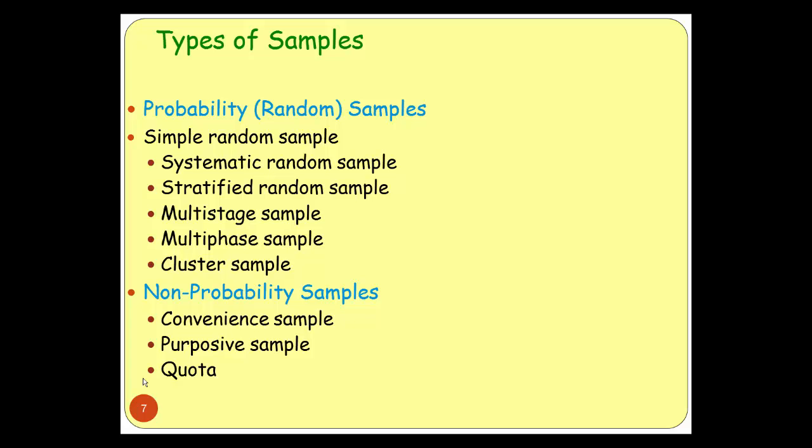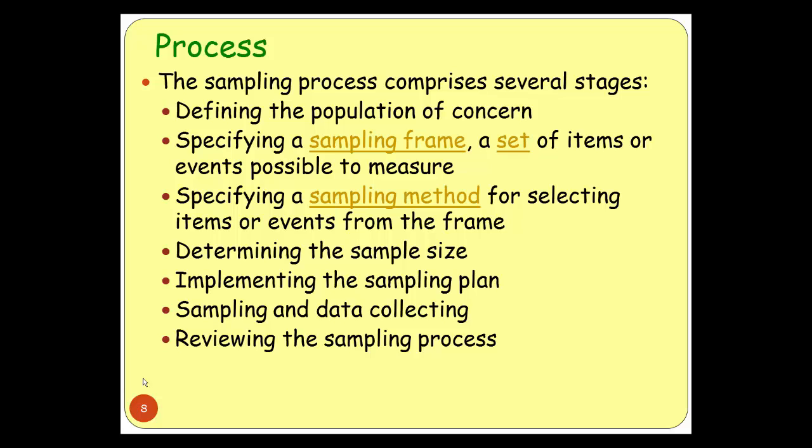There are several types of probability samples. These include simple random samples, such as systematic random, stratified random, multi-stage samples, multi-phase samples, and cluster samples, as well as non-probability samples, such as convenience, purposive, and quota-based samples. We're going to go through each of these.